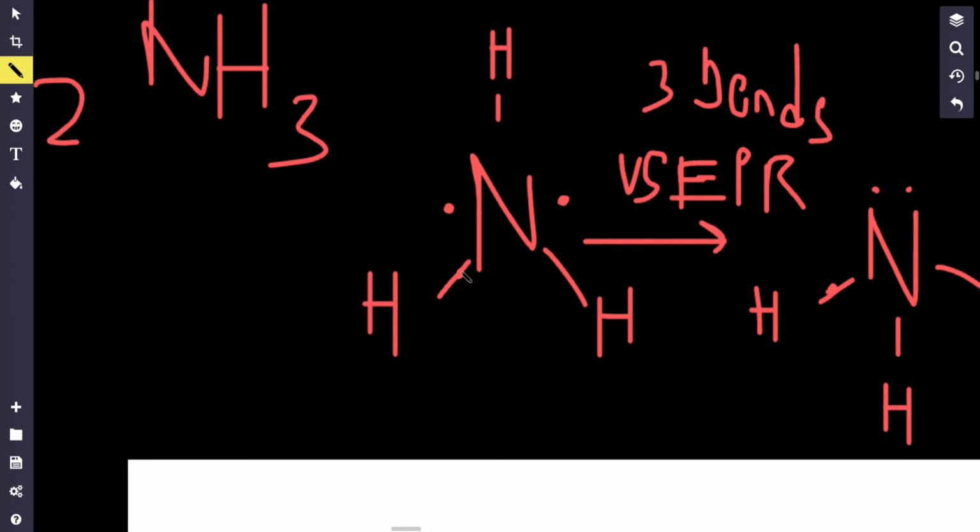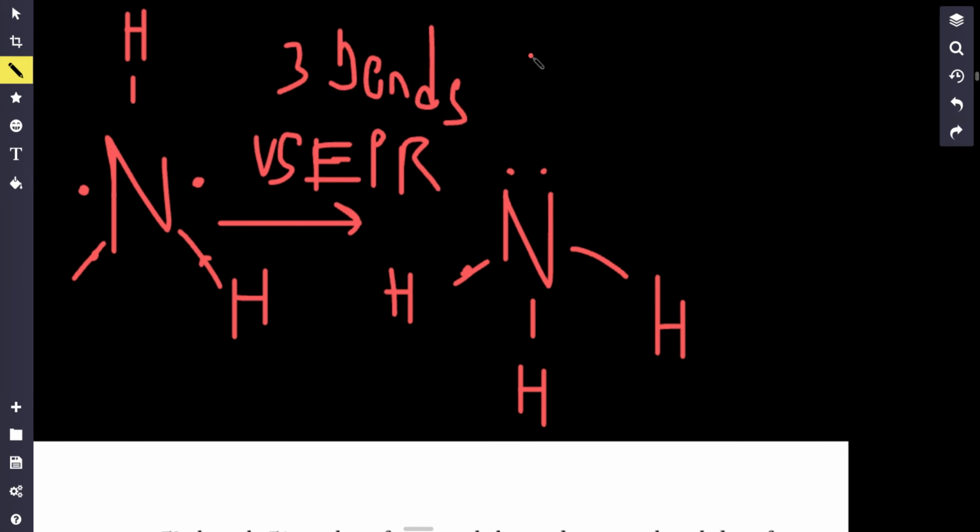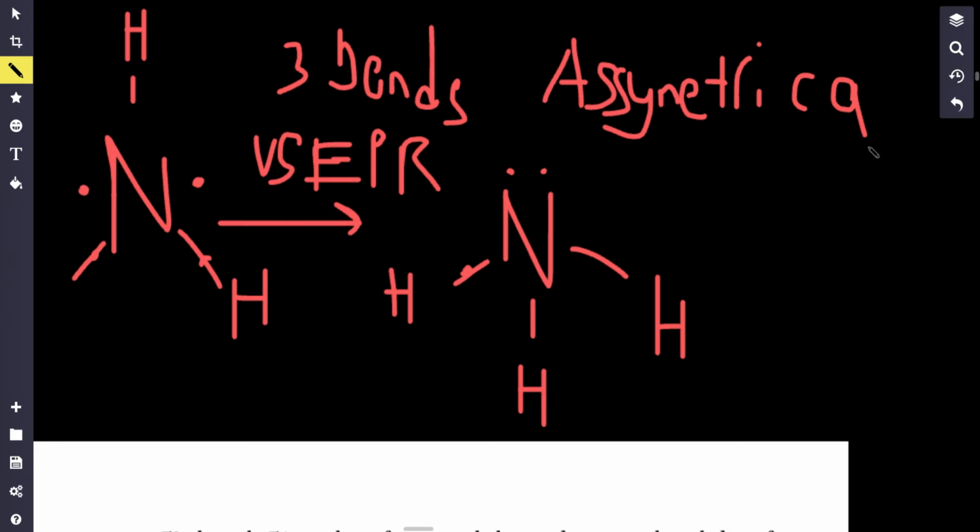If we took this model, electrons are pretty close to every one of them. But in this case, the electrons are only somewhat close to these hydrogen atoms, but they're kind of the furthest away from it. And this is not symmetrical. This is actually asymmetrical.